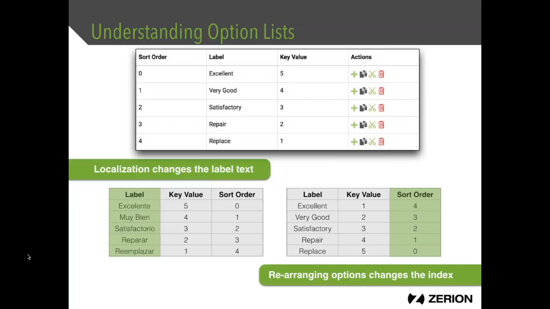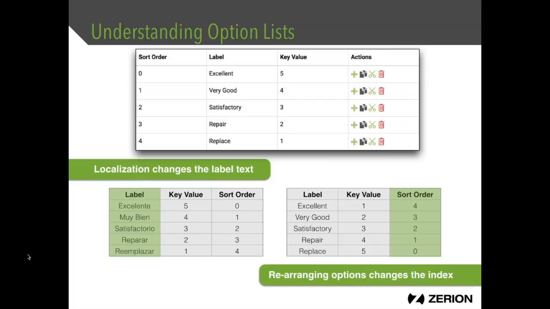What I have down here are 2 tables, and you'll see if I had localization added to this option list, you might see the labels have different text. Similarly, if I wanted to rearrange the elements, I can do that by changing the sort order, which is on the table to the right of this slide.